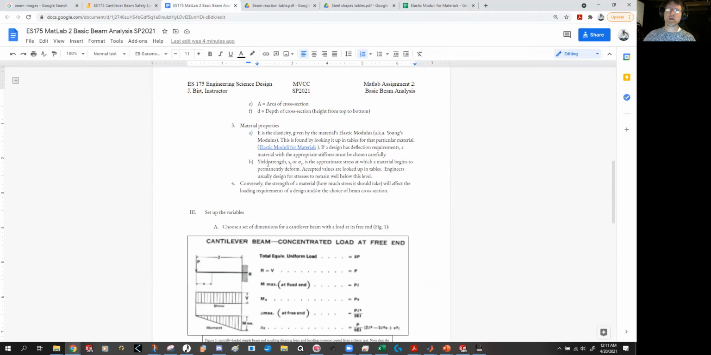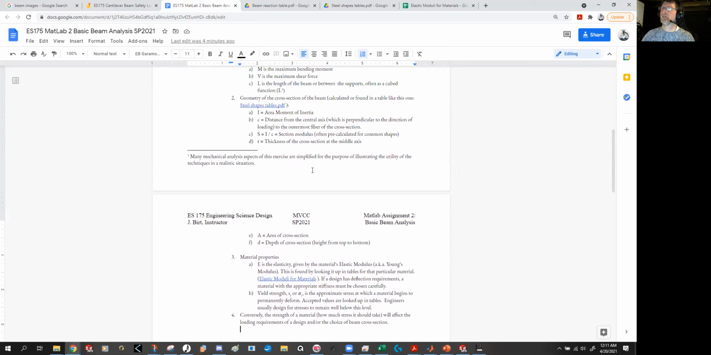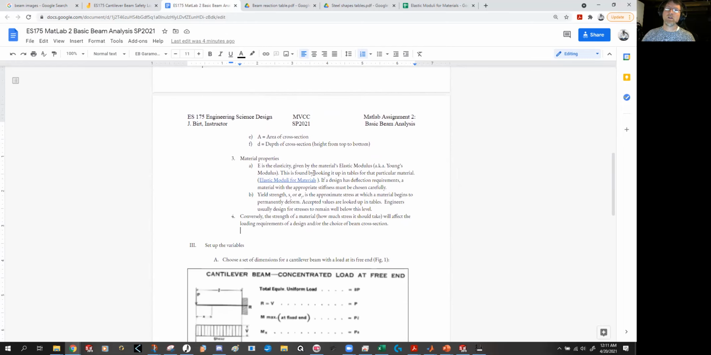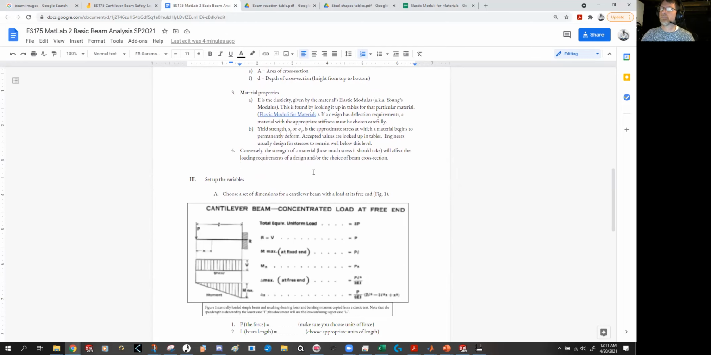And then yield strength. Okay, so if you bend it too far, how far is too far? How much stress can this take before it permanently deforms? All right. So if you have a material that's already chosen, that's going to affect the other things, how much load it can take, or what cross section you're going to have to choose. So that's the flip side of it, or maybe how long this beam can be or whatever it is.